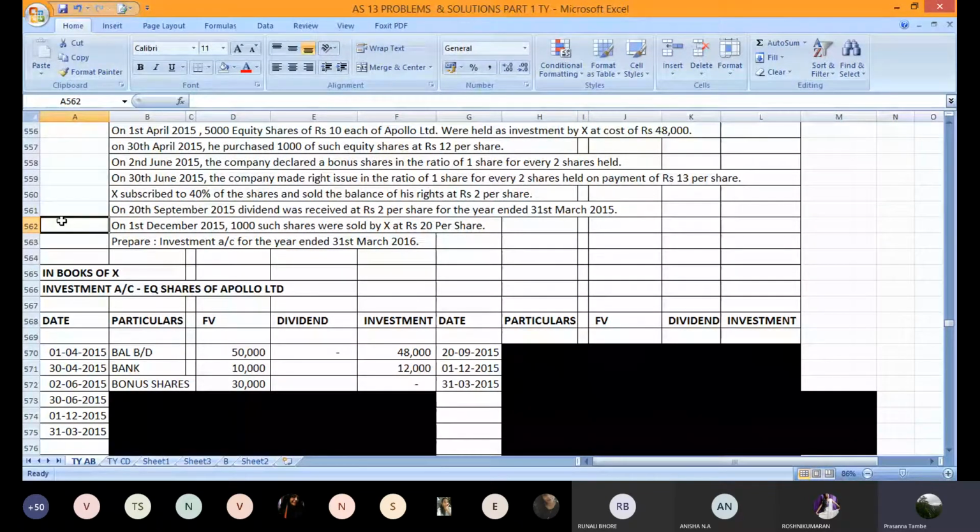Can we go to the next entry? Yes, sir. Okay, now next entry, you are going to tell me the answer. On 30th June, the company made a right issue in the ratio of 1 share for every 2 shares held on payment of 13 rupees per share. X has subscribed to 40% of the shares and sold balance of his rights at 2 rupees per share.